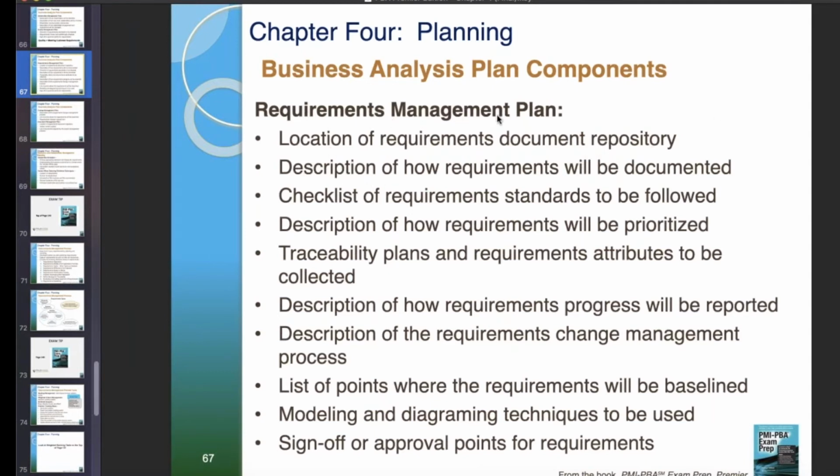Other parts of a requirements plan: description of how requirements will be documented, a checklist of requirement standards to be followed, description of how requirements will be prioritized, traceability plans and requirements attributes to be collected, description of how requirements progress will be reported, description of the requirements change management process, list of points where the requirements will be baselined, modeling and diagramming techniques to be used, and sign off or approval points for requirements.